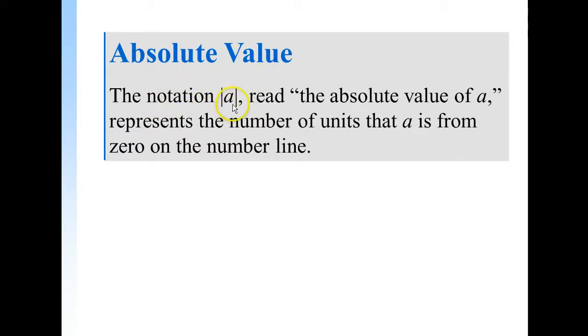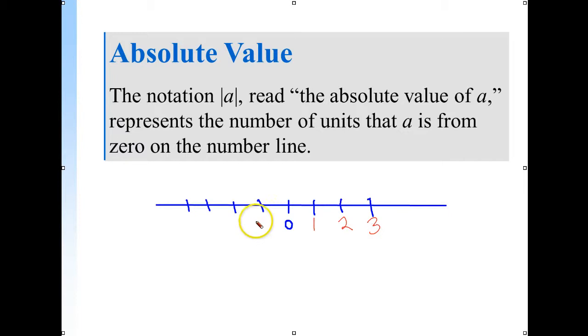When we have two vertical lines with something in between, that's read the absolute value of A, where A is some point along the number line. So here is a number line, and here we see a 1, a 2, and a 3, and there a -1, a -2, a -3. Now, we often say that the absolute value is the distance a number is from 0. So what are the number of units that a -3 is from 0? Well, it's 1, 2, 3 units.